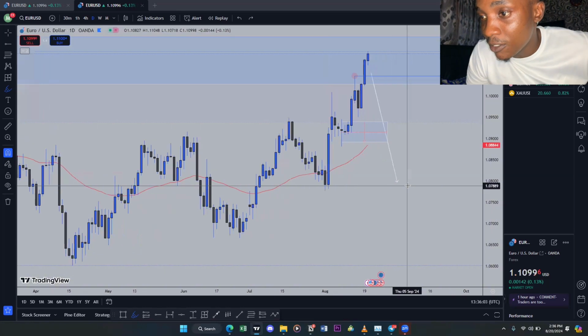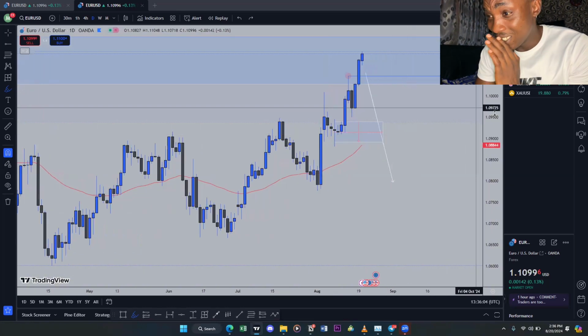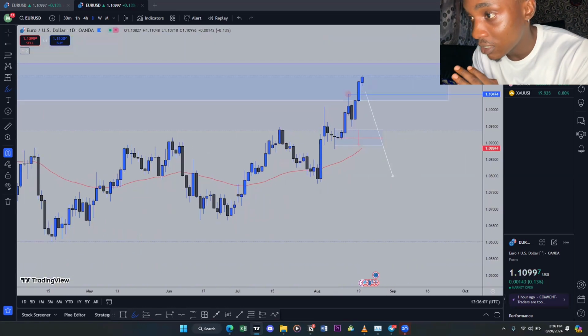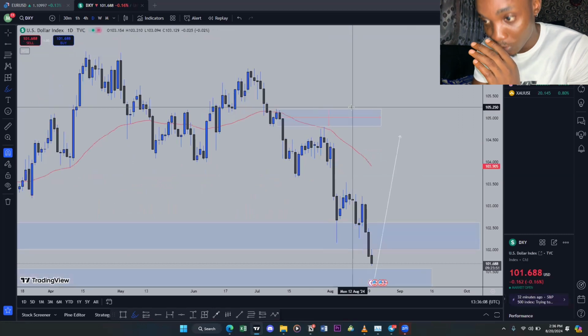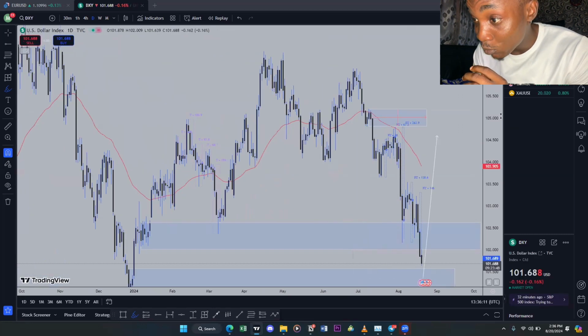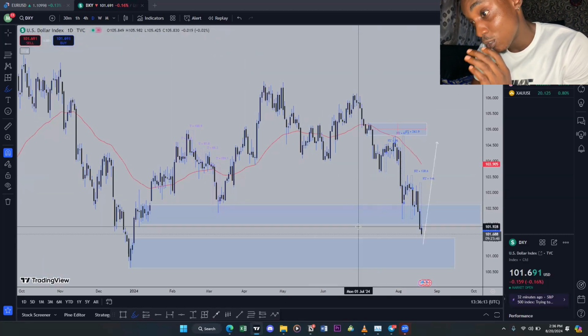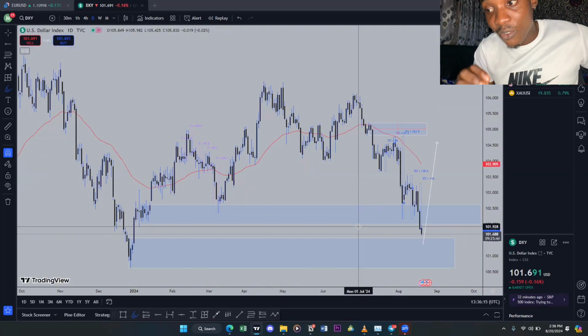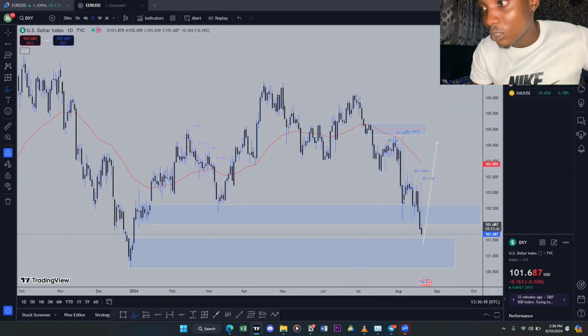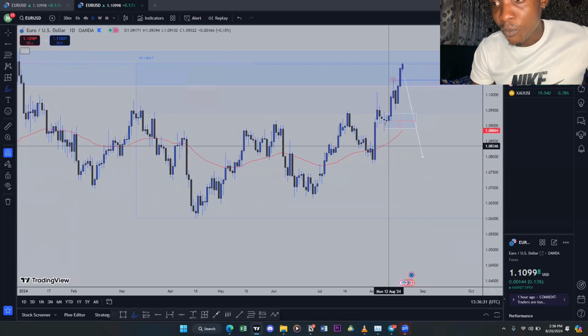So EUR/USD is the perfect area. You can see in the DXY, let's not forget what's happening in our DXY. We're almost tapping into a very nice area of demand. So we are using this to gauge EUR/USD.